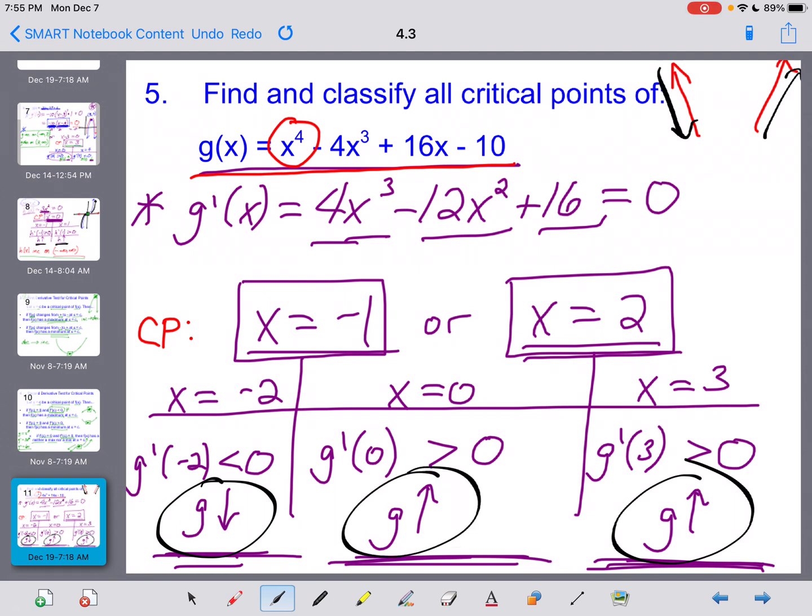So the directions for this problem were to find and classify all critical points of g of x. We've come up with the 2 critical points here and here, but now let's work on classifying them. What happens at x equals negative 1? Our first derivative was negative. Now it turns positive. That means our behavior was decreasing and is now increasing. And a spot where your derivative changes from negative to positive, or where your behavior changes from decreasing to increasing, is the definition of a minimum, everybody.